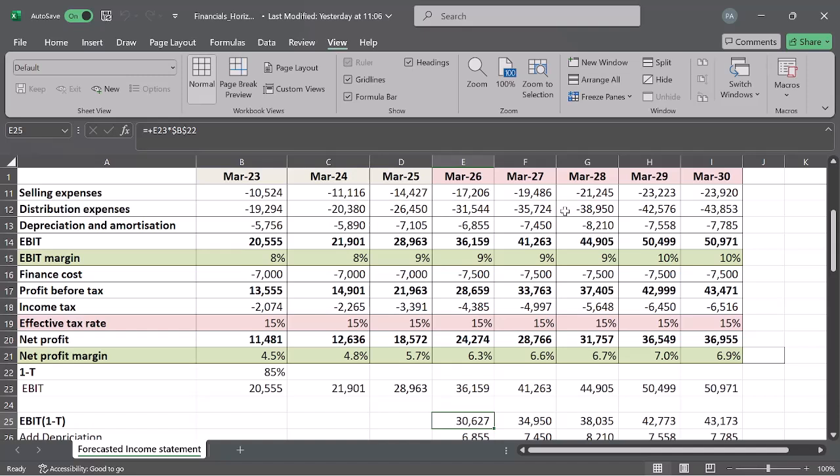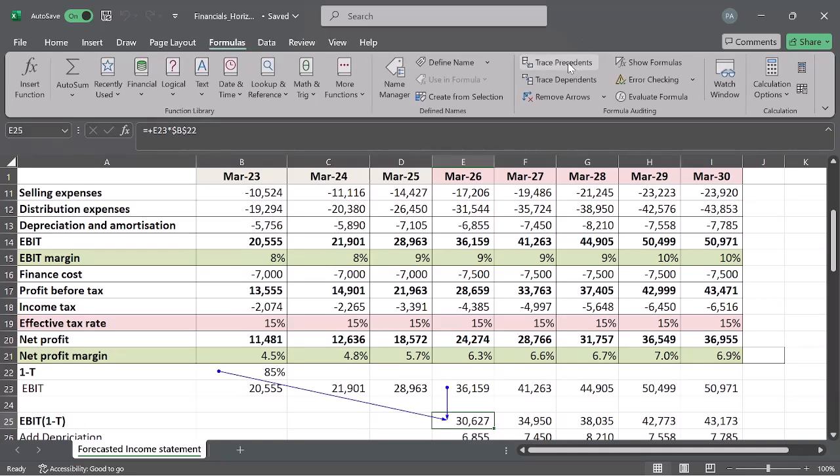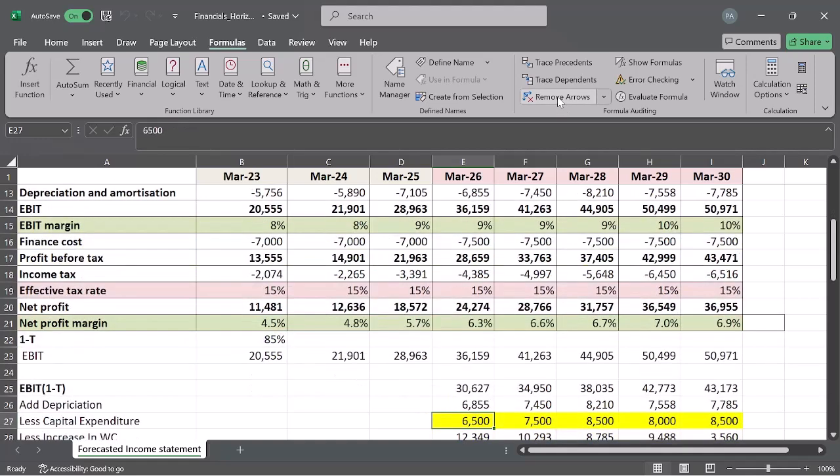I am going to freeze the panes, top row. Here we have the EBIT. Please focus here. It is EBIT (1 minus T). If I hear anybody talking, he has to go out. Just focus, because this is the most important part. So this is EBIT, this is 1 minus T. I shall show you the formulas here, which is this.